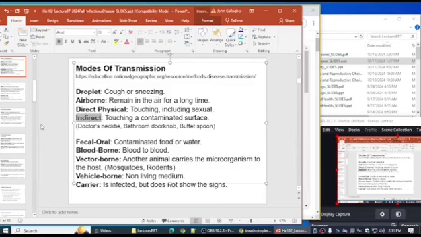Indirect means the microorganism can survive for a short amount of time. The infected person touches a surface and walks away, and the next person touches that surface and then puts their finger in their mouth, rubs their eyes, picks their nose, or does something to introduce that organism into an opening in the body. So that's indirect. So doorknobs, indirect transmission.